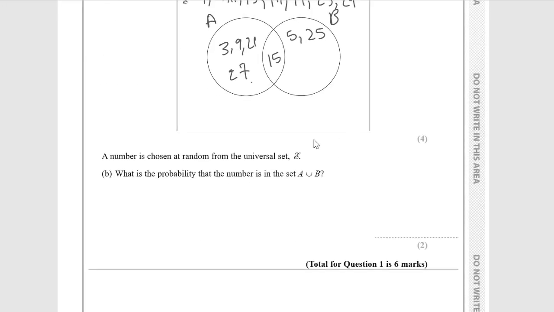And it says a number is chosen at random from the universal set. What is the probability that the number is in set A union B? So that means 1, 2, 3, 4, 5, 6, 7. So there are 7 potential numbers out of a possible 15 that could have been chosen. So the answer is 7 over 15.